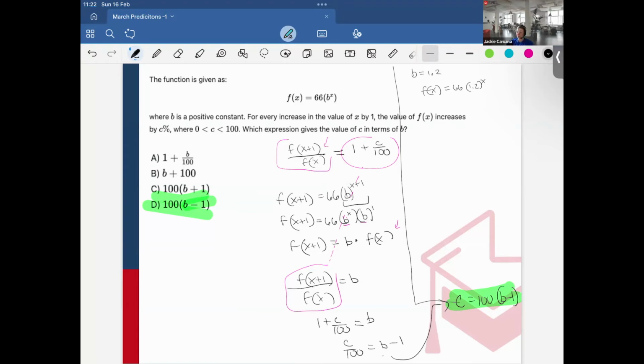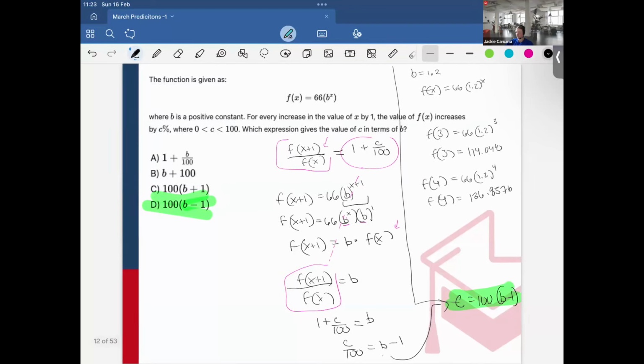And for each increase in x, so if I made, let's say, x is 3, then this would just be 66 times 1.2 raised to the third power. If we plug this in on our calculator, it would be 114.048. And then I could do the same for each increasing x. So I'm going to increase x by 1, make it 4, and this would give me 136.8576.